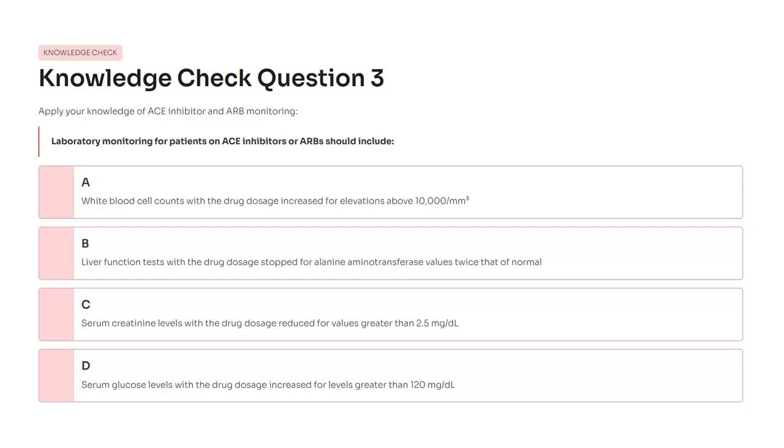Lab monitoring for patients on ACE inhibitors or ARBs include which of the following? A, white blood cell counts with drug dosage increase for elevations above 10,000. B, liver function tests with drug dosage stopped for alanine aminotransferase values twice that of normal. C, serum creatinine levels with the drug dosage reduced for values greater than 2.5. Or D, serum glucose levels with the drug doses increased for levels greater than 120.